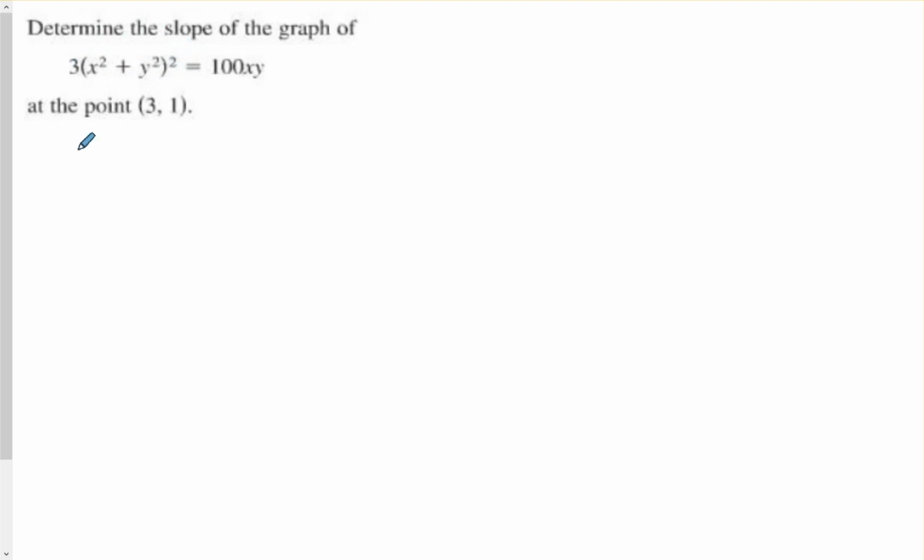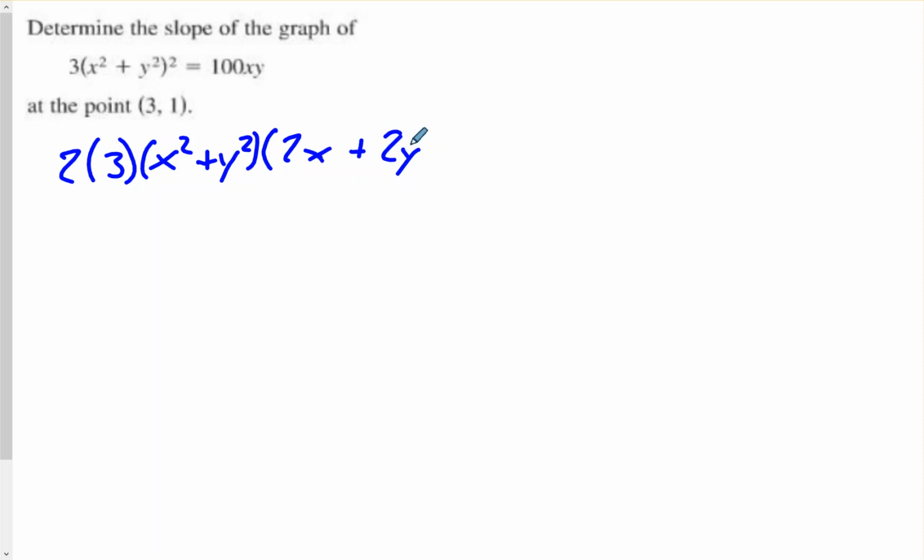Okay, so 2 times 3 times x squared plus y squared. Reduce the power on the x squared plus y squared, so there's a 1. Times the derivative of the base, so the derivative of x squared is 2x, plus derivative of y squared is 2y. But just remember, for the 2y, you have to multiply by dy dx. Okay, so that's for the left side.